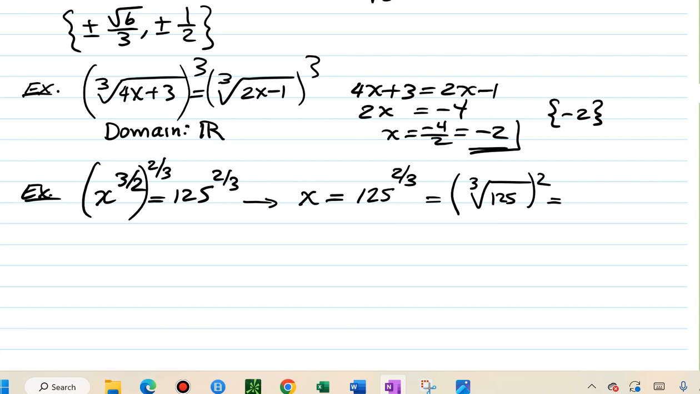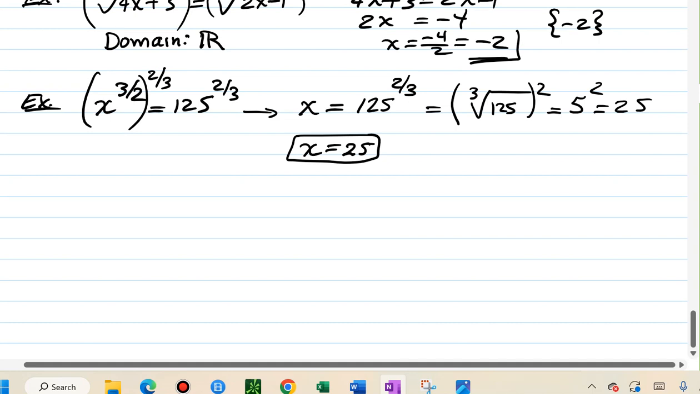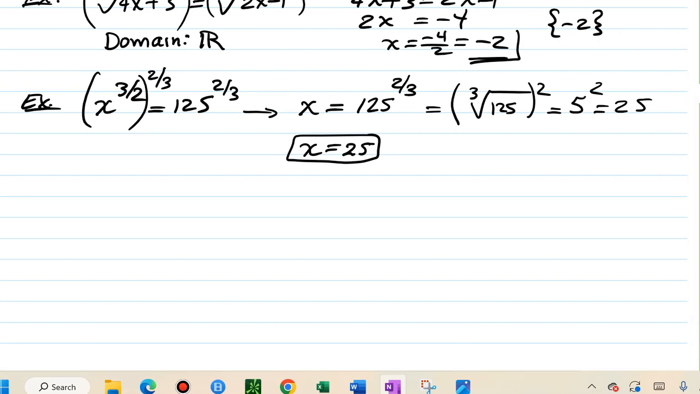Now, cube root of 125 is 5. 5 squared is 25, so there is a solution. X is 25. Cool. And let's finish with just one more example. How about, let's say I want to do x to the 4th plus 2x squared minus 15 equals 0.